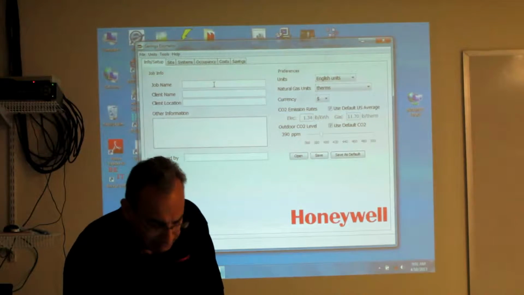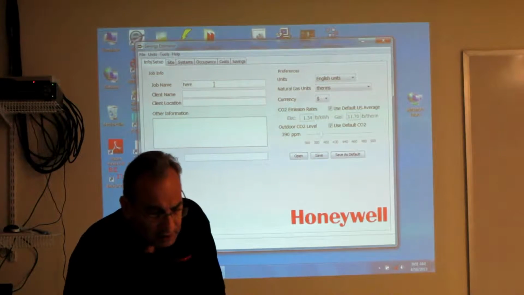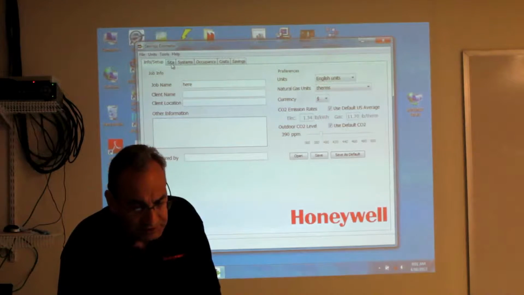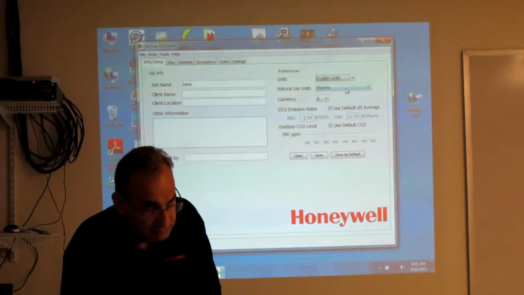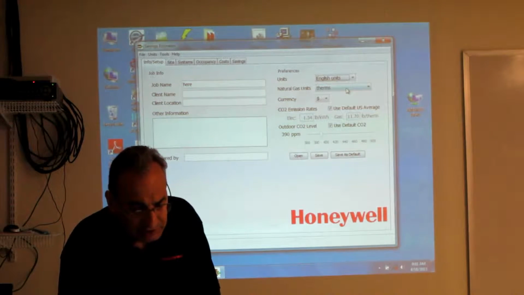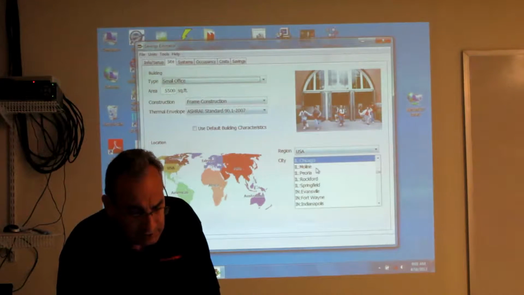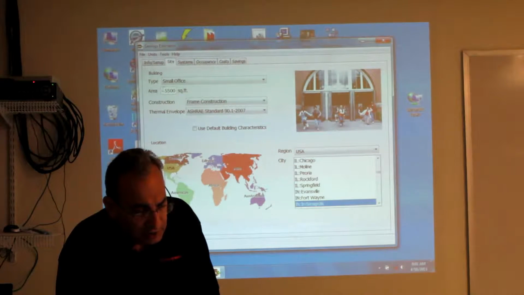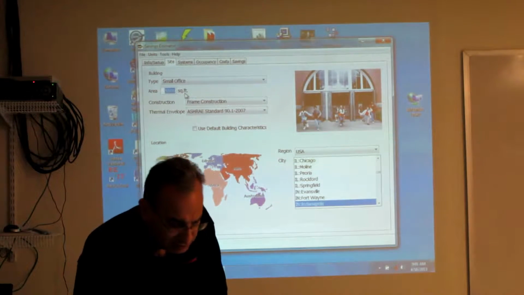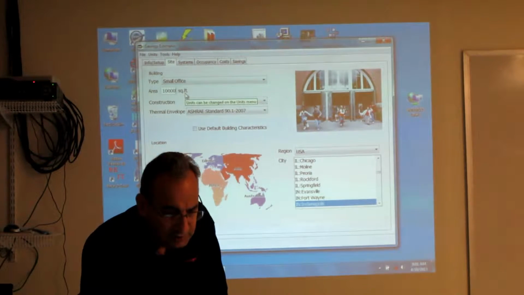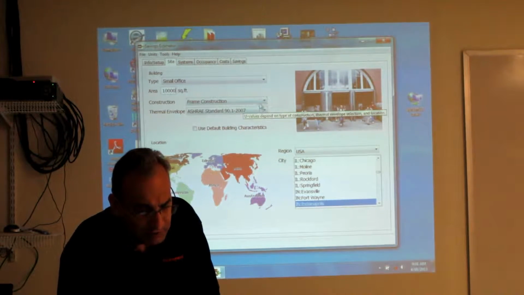Of course, you put the job name here, and this is English units versus international units. Gases in therms or in CCF, whatever. Currency is US dollars. The site: let's see if I got Indianapolis. Yes, I do. Indianapolis. Let's say it's a small office and it's 10,000 square feet. Frame construction or concrete or block.